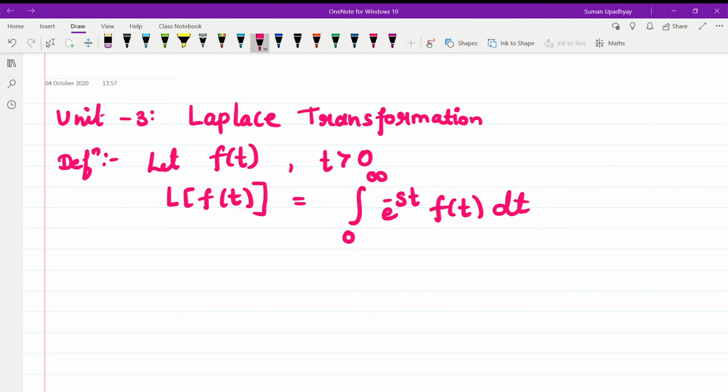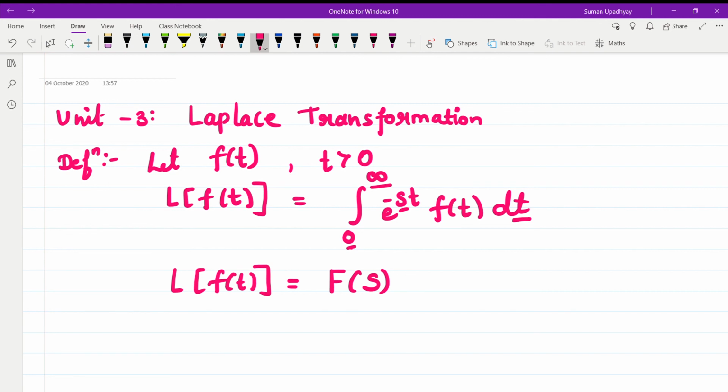Now the limits are of the variable t. We are integrating with respect to t, so the limits 0 to infinity are the limits of variable t. You can see there is a variable s also present. So after integrating it, the final answer is going to contain s in it. That's why we denote the final answer by capital F of s. So here we have the Laplace of f of t is equal to F of s. So you give input as f of t and you get output as F of s.